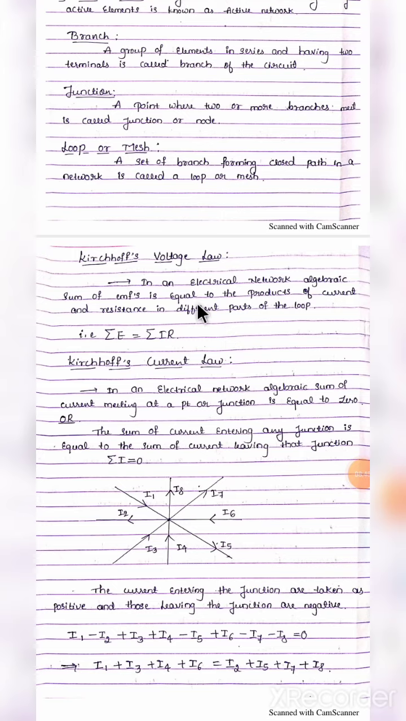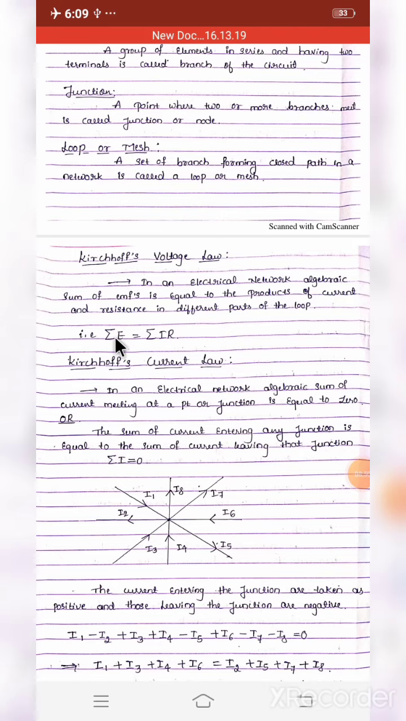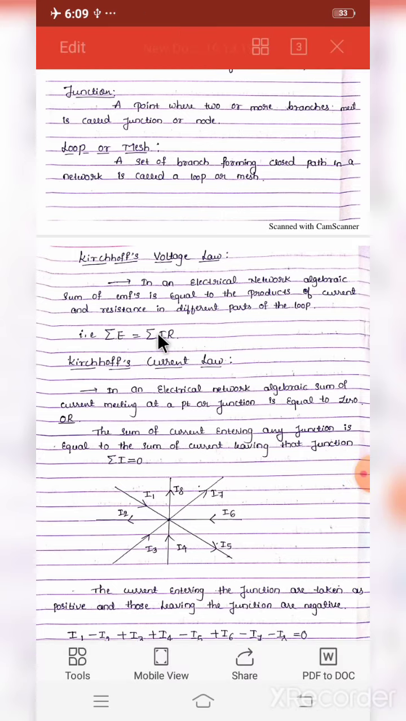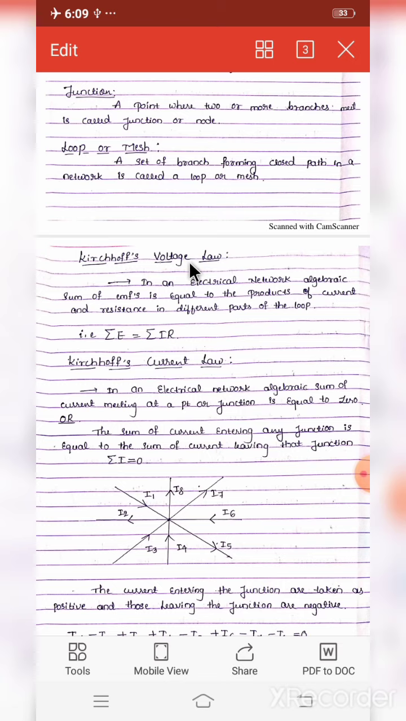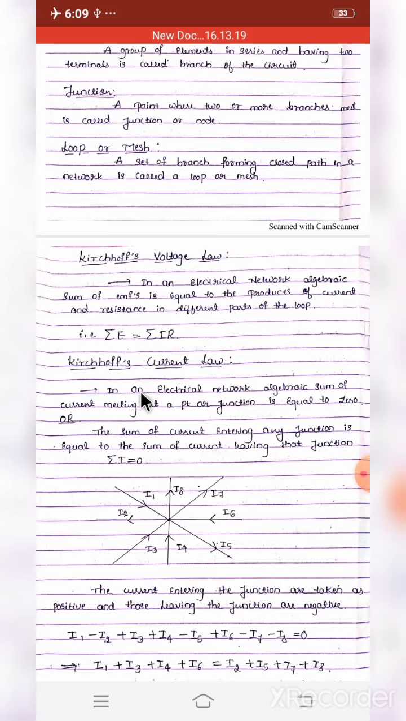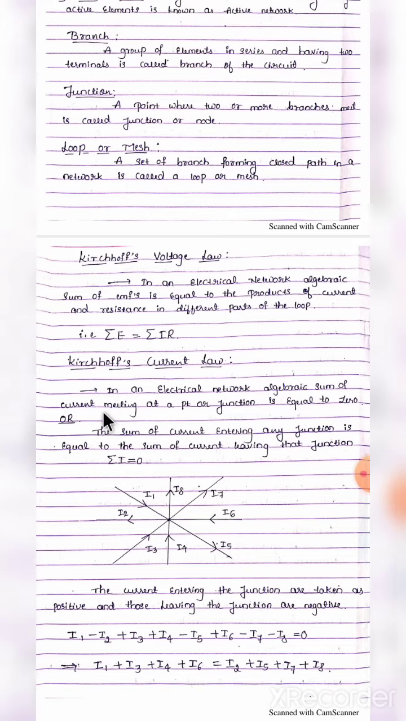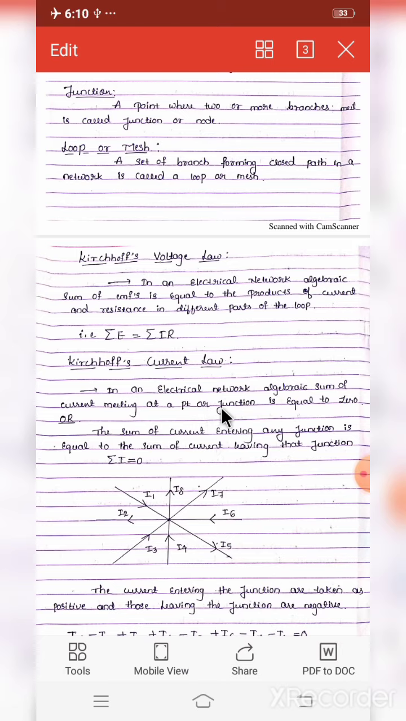So Kirchhoff's voltage law is nothing but the algebraic sum of the total EMF is equal to the product of current and resistance. Simple, no? This is about Kirchhoff's voltage law. This law may be asked. Next, Kirchhoff's current law. So what do you mean by Kirchhoff's current law? In an electrical network, the algebraic sum of current meeting at a point or junction is equal to 0.